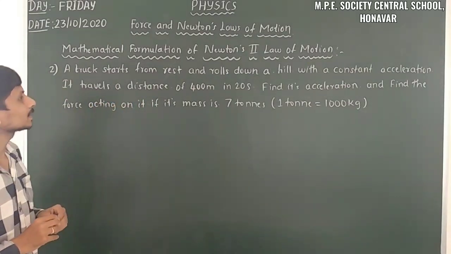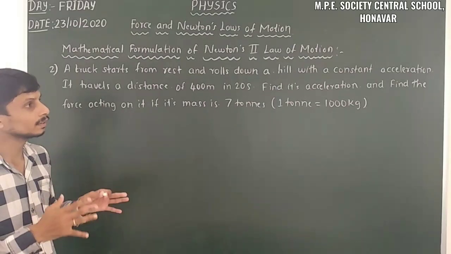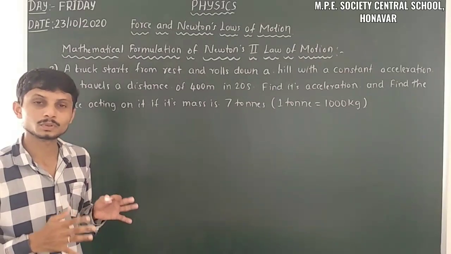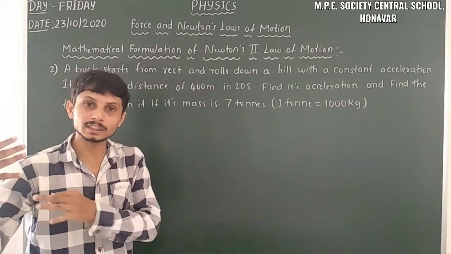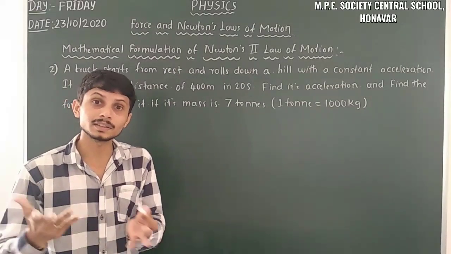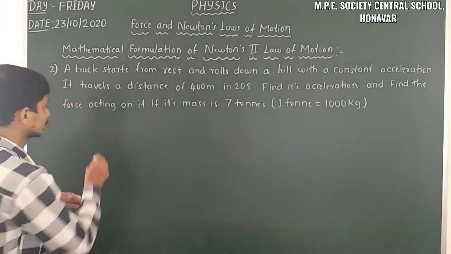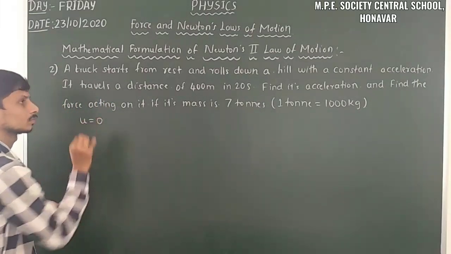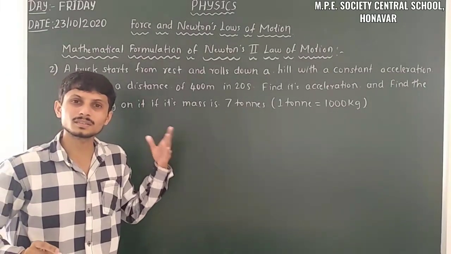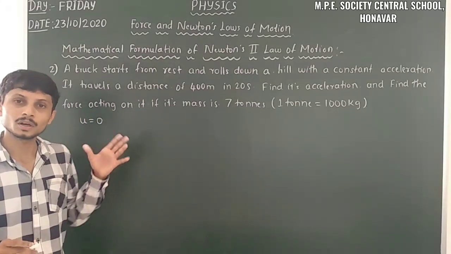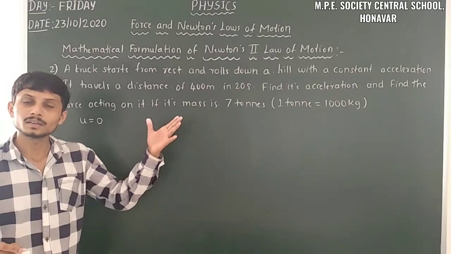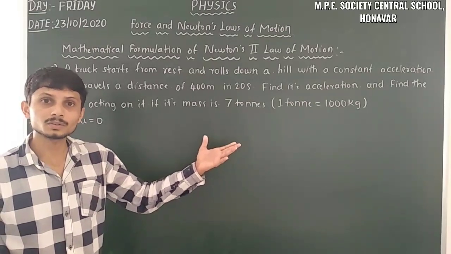A truck starts from rest and rolls down a hill with a constant acceleration. So here it is a truck that rolls down a hill. That means initially it is in the rest state, so the initial velocity is 0. So we can take initial velocity as 0. Whatever information you have, you have to write at that place only. So the confusion is clear to you.